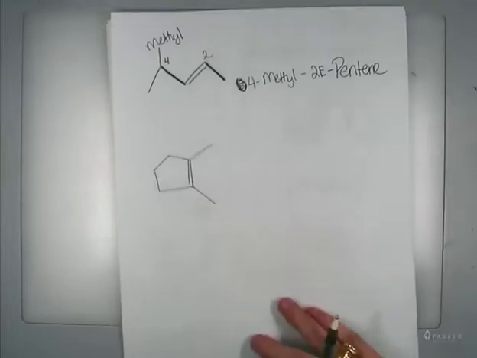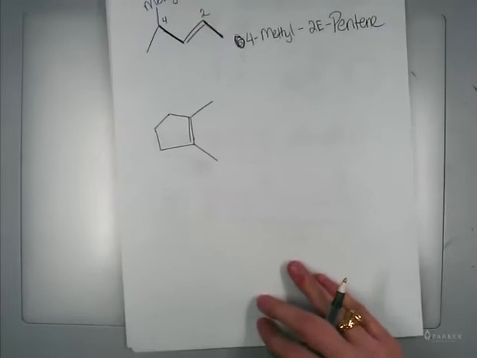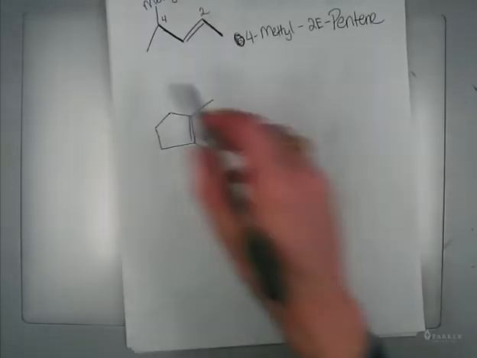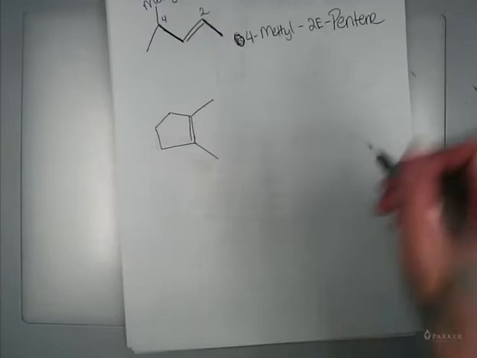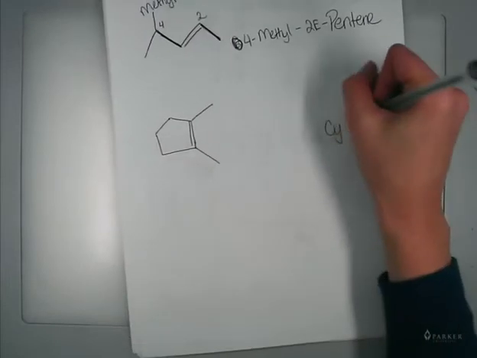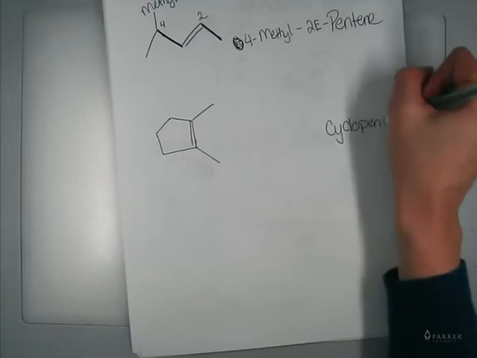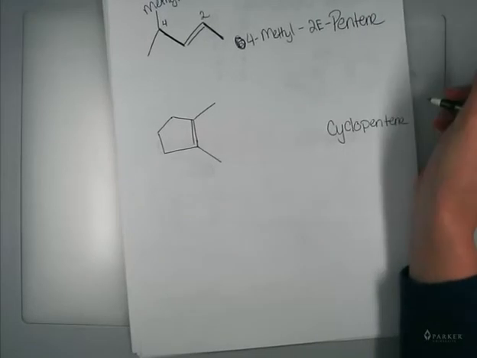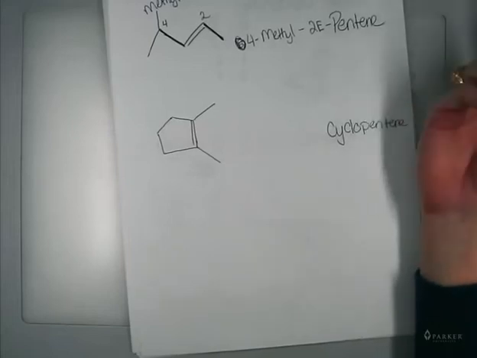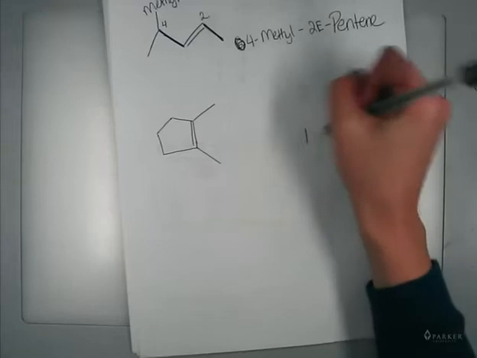Okay, let's look at the bottom one. What is this? Cyclopentene. Where is the double bond? 1. Now you can put the 1 or not. I'll go ahead and put the 1.